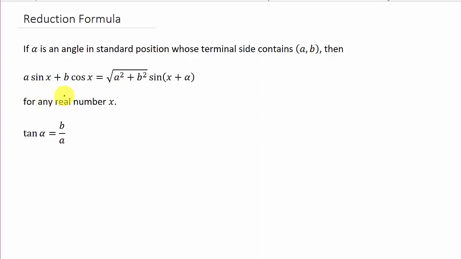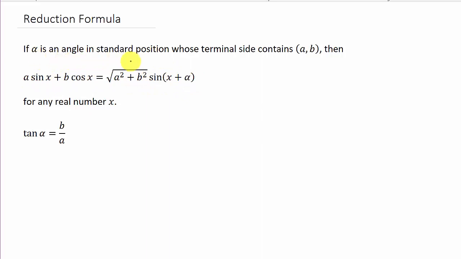So what we're doing is we have sine x plus cosine x, and we have a coefficient for each one here. And what we're going to do is rewrite it as a single sine function. Instead of having two trig functions added together, it's just going to be a single one.